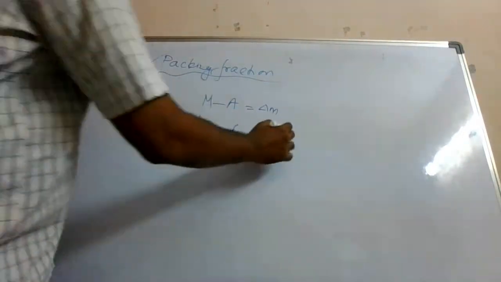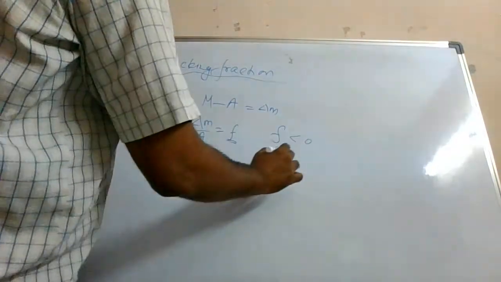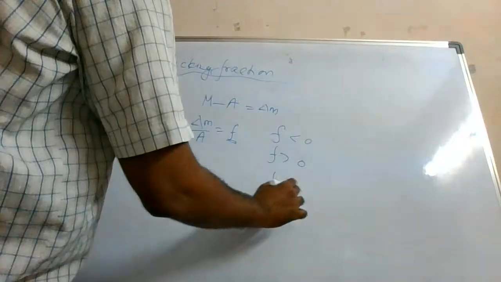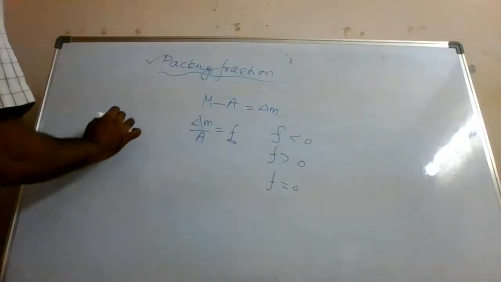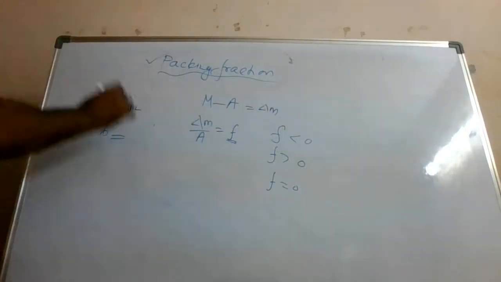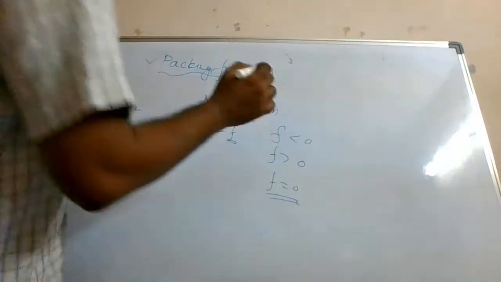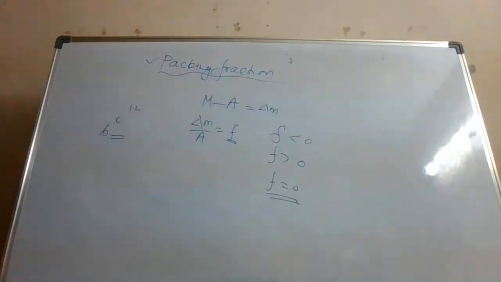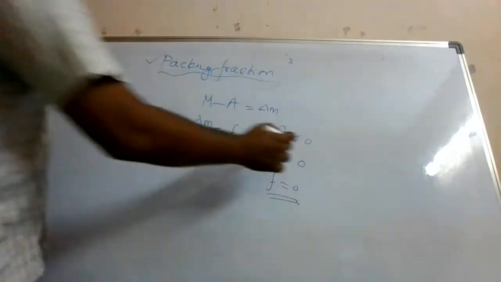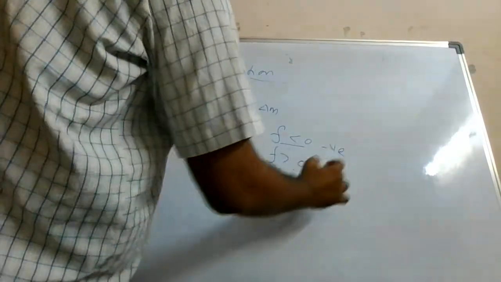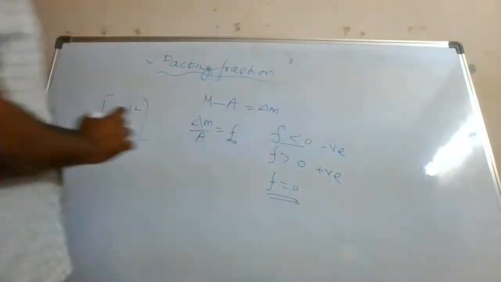Any number, either it will be less than 0, greater than 0, or equal to 0. This carbon isotope, you remember, 6C12, for this the packing fraction is equal to 0. Packing fraction is equal to 0 for this atom. So sometimes it can be a negative value, sometimes it can be a positive value.